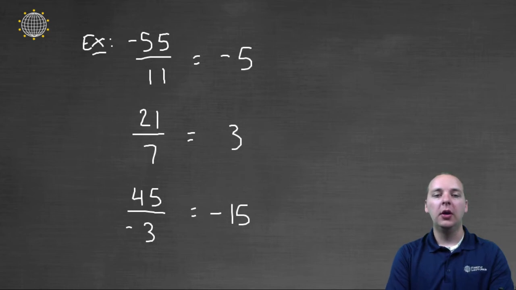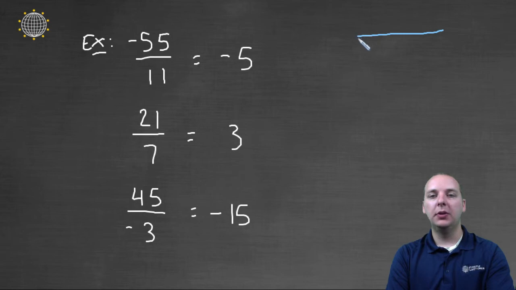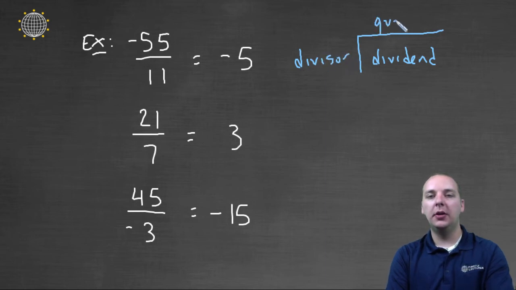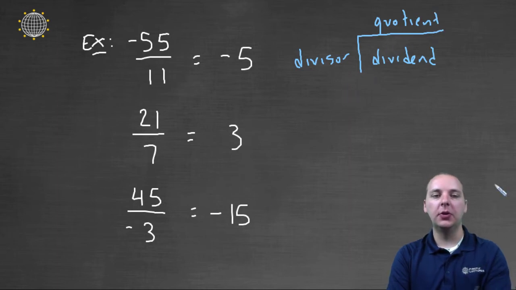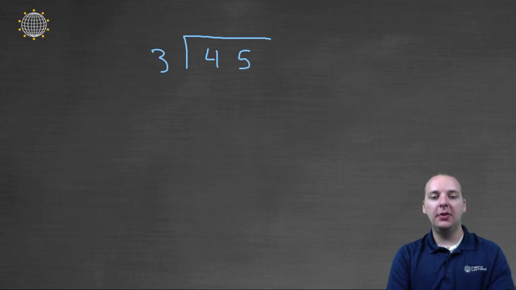What could you do? Well, here's where you would turn to long division. So for long division, you put this division symbol here. Inside of here goes the dividend. On the outside goes the divisor, and then the quotient appears on the top of the division symbol. So it would look something like this. We have 45 as our dividend, and we have 3 as our divisor, and the game goes like this.